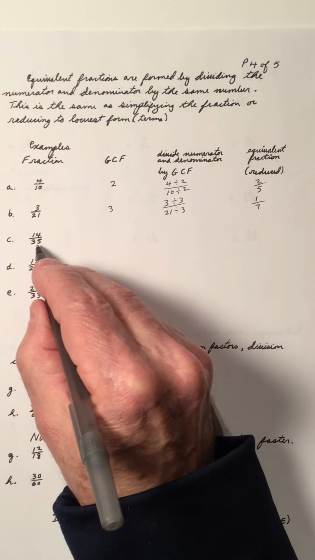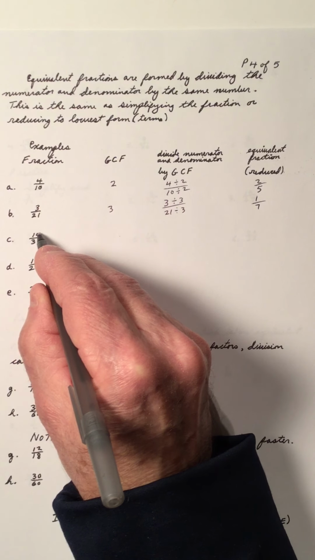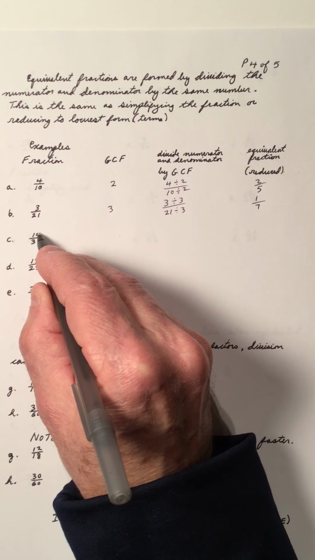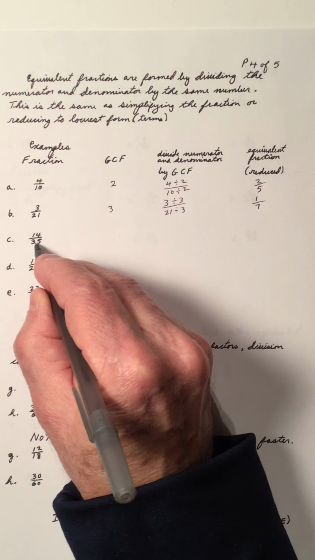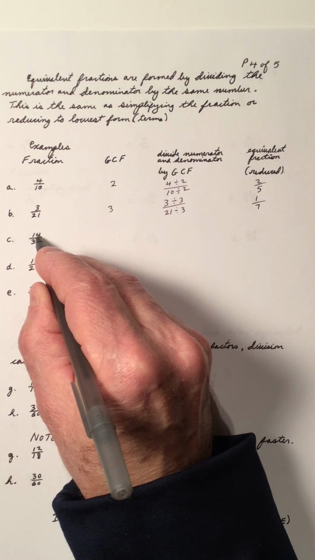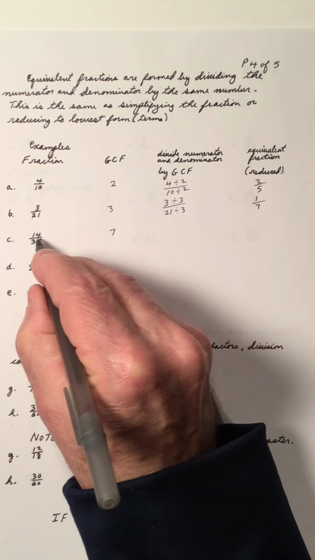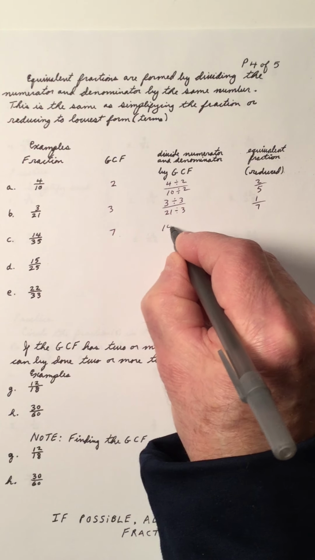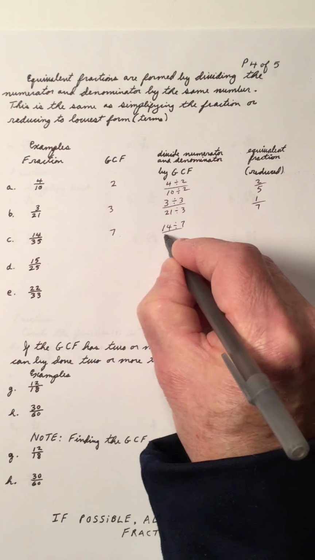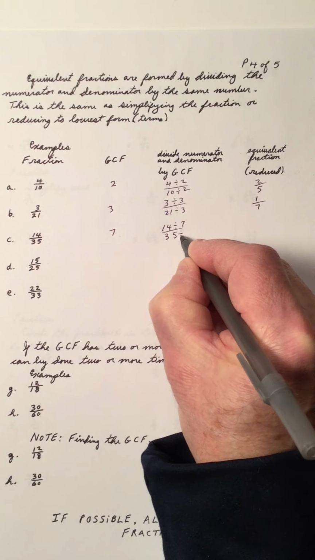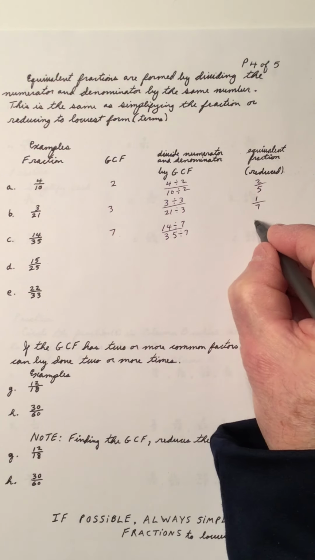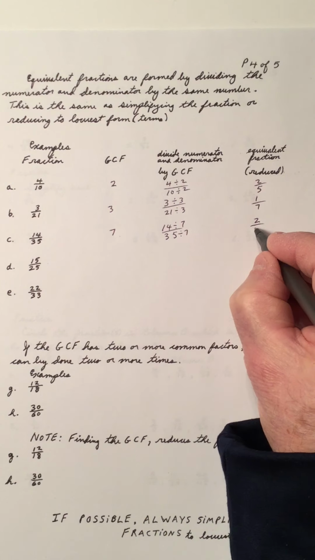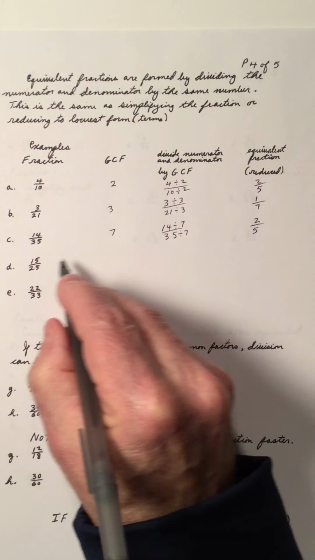GCF of 14 and 35. We look at the smallest number, 14. 14 is not a multiple or factor of 35. We try 7. 7 is the GCF. 7 goes into 35 5 times. So we divide the top by 7 and the bottom by 7. 14 divided by 7 is 2. 35 divided by 7 is 5.